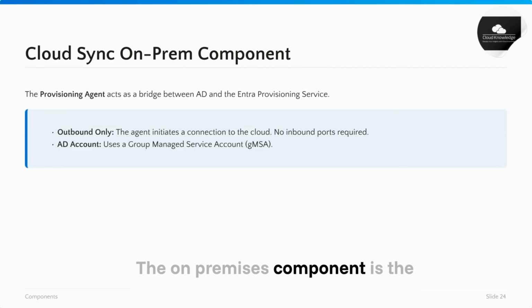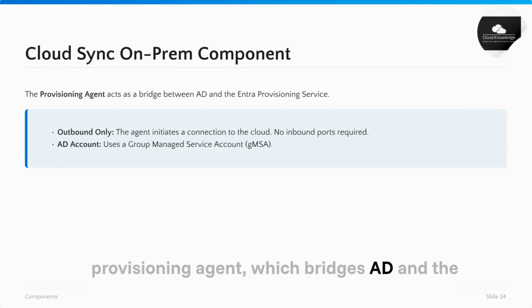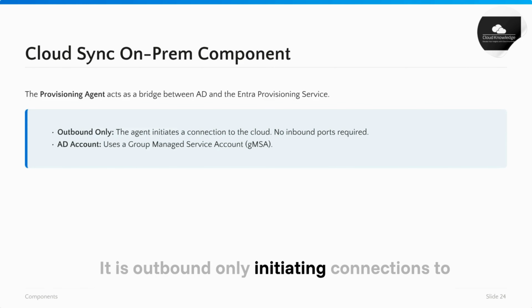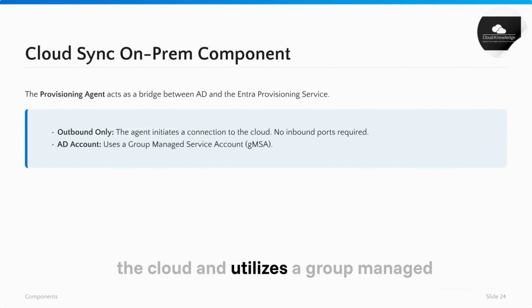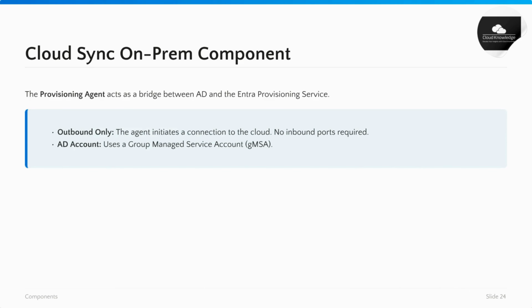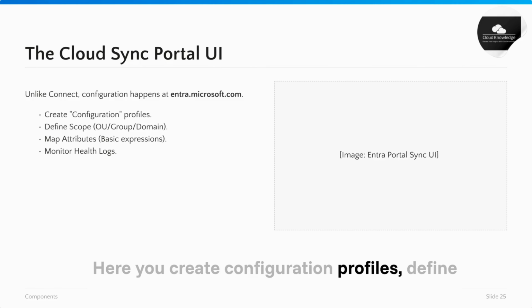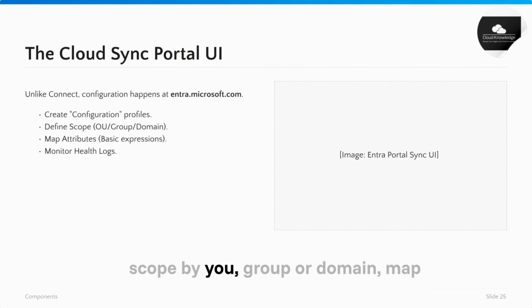The on-premises component is the provisioning agent, which bridges AD and the Entra provisioning service. It is outbound only, initiating connections to the cloud, and utilizes a group-managed service account. Unlike Connect, Cloud Sync configuration happens in the Entra portal. Here, you create configuration profiles, define scope by OU, group or domain, map attributes, and monitor health logs.